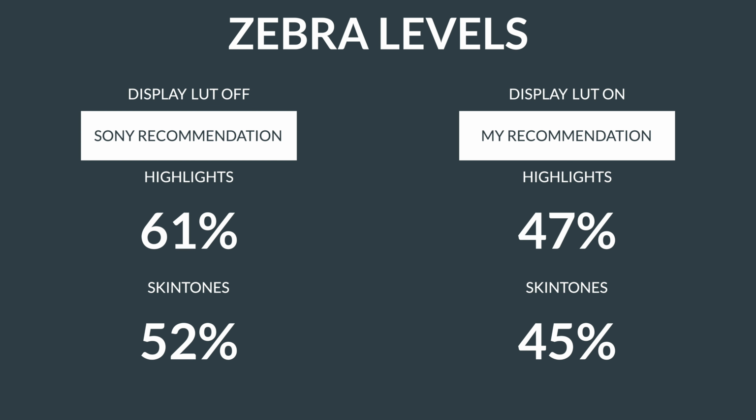I personally use my own custom LUTs, which we'll talk about in a second. This means the zebra levels that I recommend are based on using my own personal LUTs. The zebra levels I recommend are 47% for the highlights and then 45% for the skin tones. Now you can see a dramatic difference in Sony's recommendations versus what I recommend. And that's because we have the display LUT on, and I've designed these LUTs to preserve highlights.